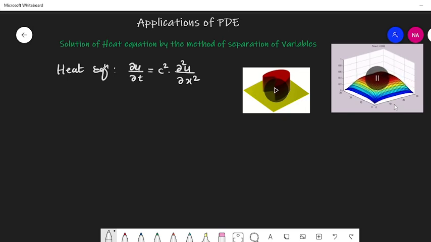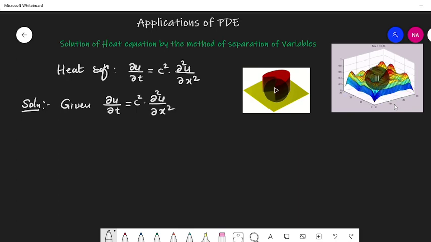Now, okay, let us look into the solution of heat equation. As usual, we have to start with the given equation. Solution: given dou u by dou t equal to c square into dou square u by dou x square. That is the given equation. You have to start with the given equation.